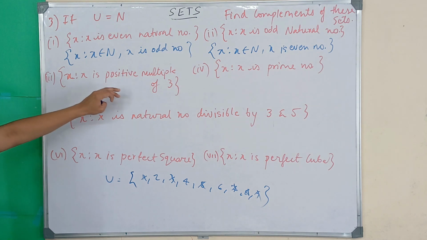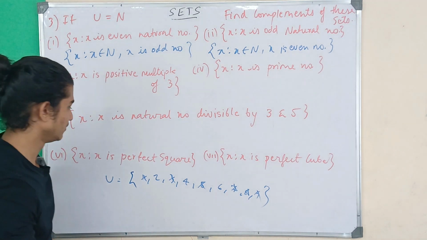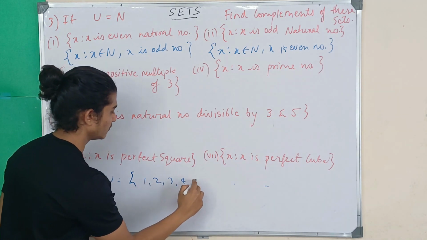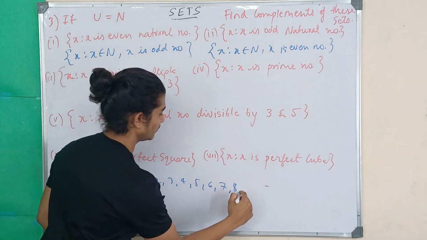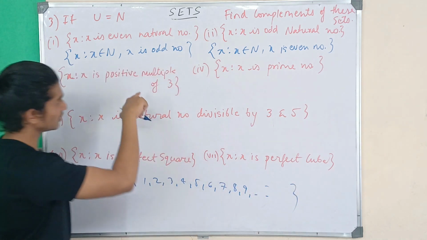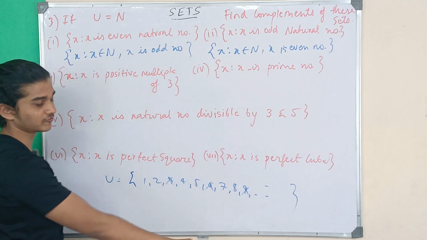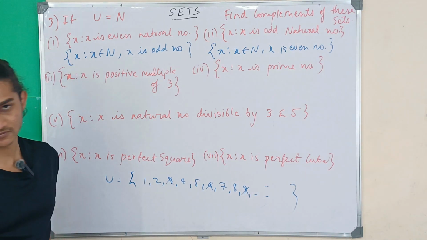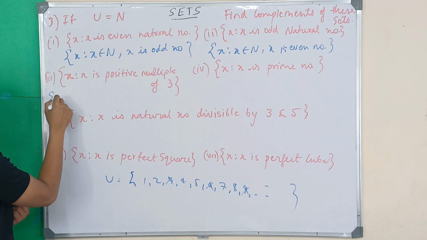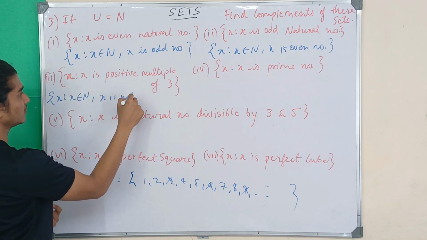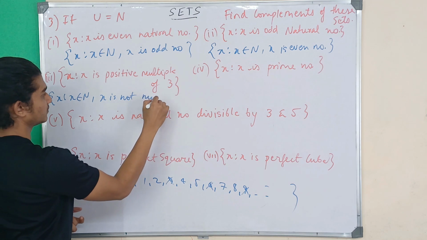Set of all x such that x is a positive multiple of 3. You have your set like this: 1, 2, 3, 4, 5, 6, 7, 8, 9, and so on. If you remove all the multiples of 3, so 3, 6, 9, what numbers are you left with? The numbers which are not multiples of 3. So the set of all x such that x belongs to natural numbers and x is not a multiple of 3.